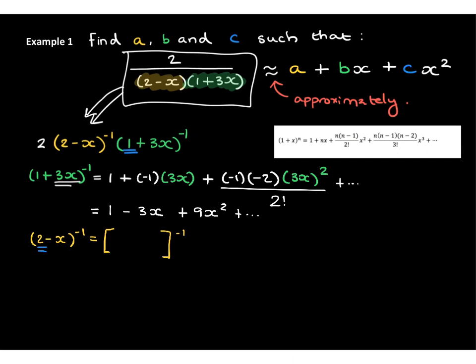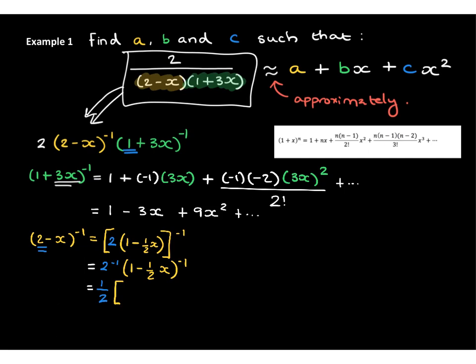So a similar process, let's take the 2 out. Inside the bracket we then have 1 minus a half x there. And then expanding our brackets, we need to have 2 to the power of negative 1, and then we have 1 minus a half x to the power of negative 1. So, of course, 2 to the power of negative 1 is equal to a half, and what we need to do is now expand 1 minus a half x to the power of negative 1. I'm going to do this all on one line over here.